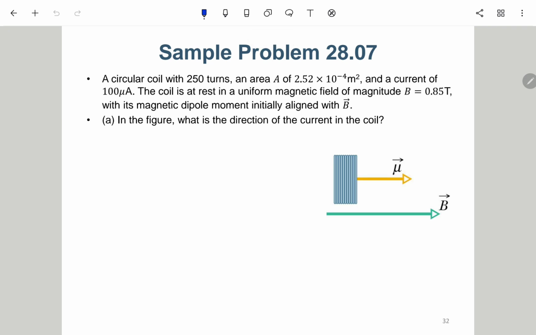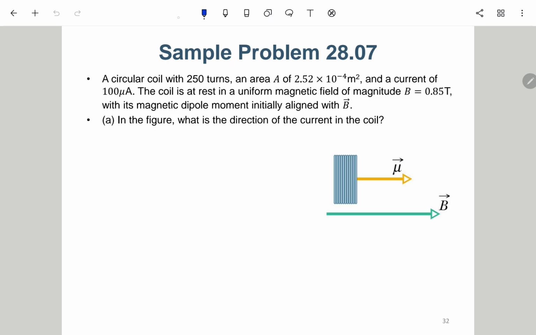Here we have a sample problem. It says a circular coil with 250 turns and area A and a current of 100 μA is in a uniform B field, with the magnetic dipole moment mu aligned with the external B field. In the figure, what is the direction of the current of the coil?